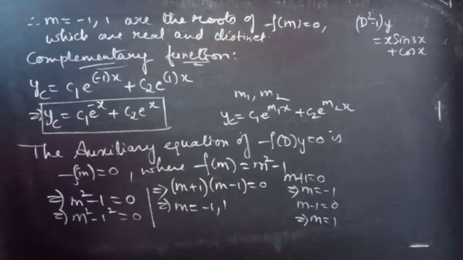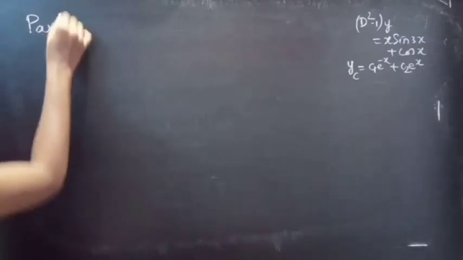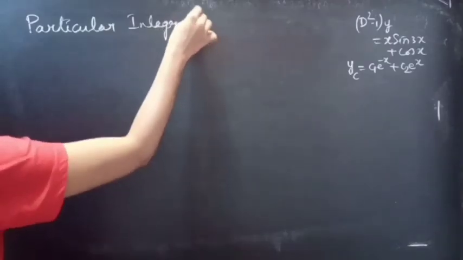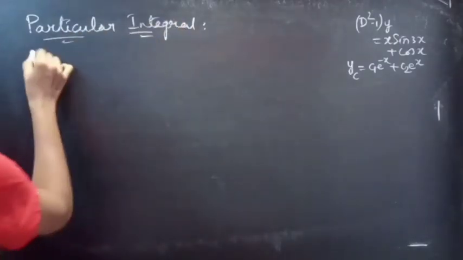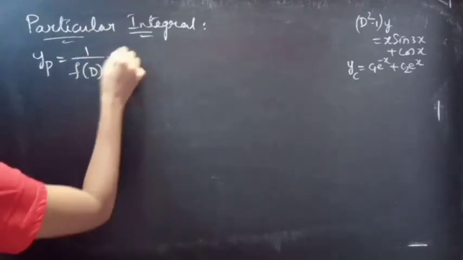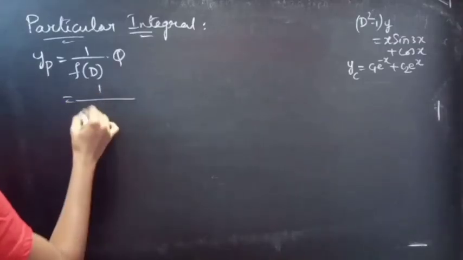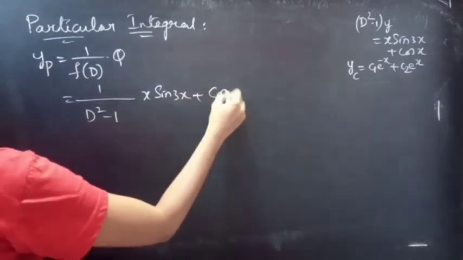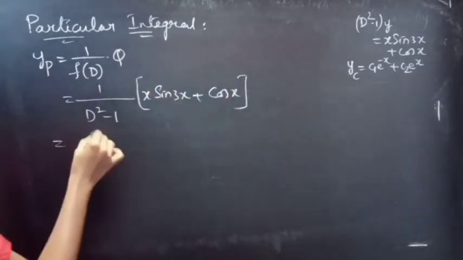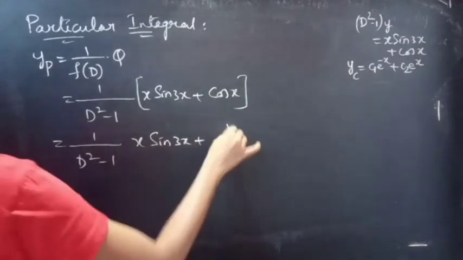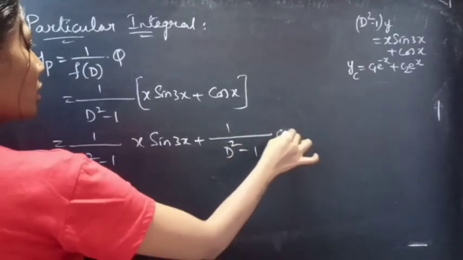Let's find yp now. Particular integral. We'll find the particular integral using 1 by F(D) into Q. We have F(D) and Q, where F(D) is D square minus 1 and Q is x sin 3x plus cos x, right? We can write this as 1 by (D square minus 1) into x sin 3x plus 1 by (D square minus 1) into cos x.